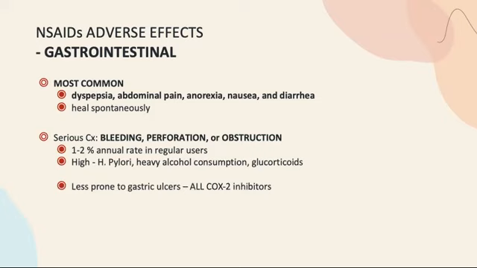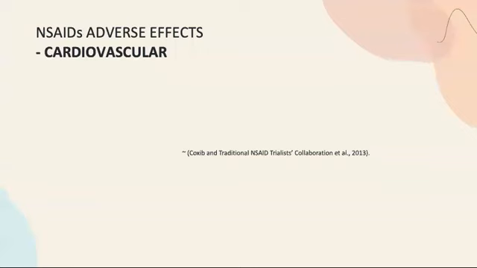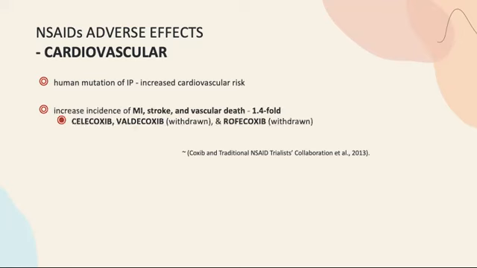All selective COX-2 inhibitors are less prone to induce gastric ulcers than equally efficacious doses of non-selective NSAIDs. It is written that there is a human mutation of the receptor of the prostanoids which disrupts its signaling and is associated with increased cardiovascular risk. Results of clinical trials with celecoxib, valdecoxib, and rofecoxib showed an increase in the incidence of myocardial infarction, stroke, and vascular death, and this is around 1.4 times increased. So the risk extends to diclofenac, which is almost as COX-2 selective as celecoxib, and also to some other older NSAIDs. An exception in some individuals may be naproxen.